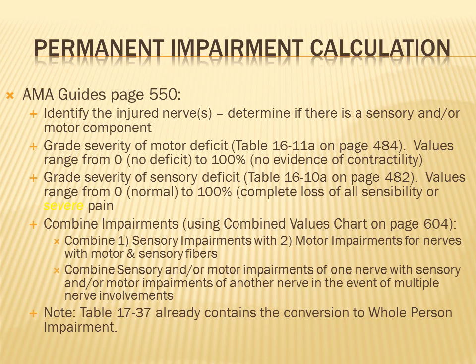And I want you to note that unlike the upper extremity chapter, in chapter 17, table 17-37, that describes the permanent impairment ratings for sensory losses and motor losses, already contains the conversion to whole person impairment. And that's different than chapter 16, where we first determine an upper extremity impairment value and then later have to convert that to a whole person impairment value. Table 17-37 already has done that conversion for us.